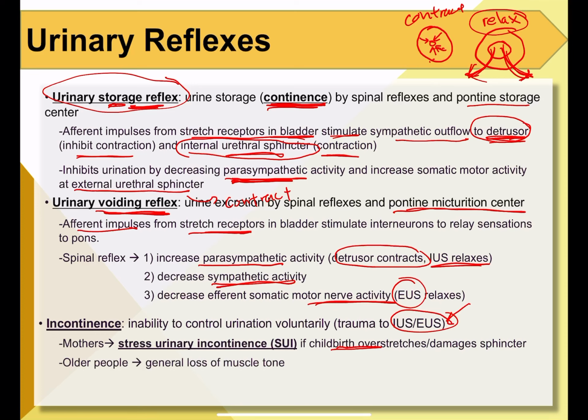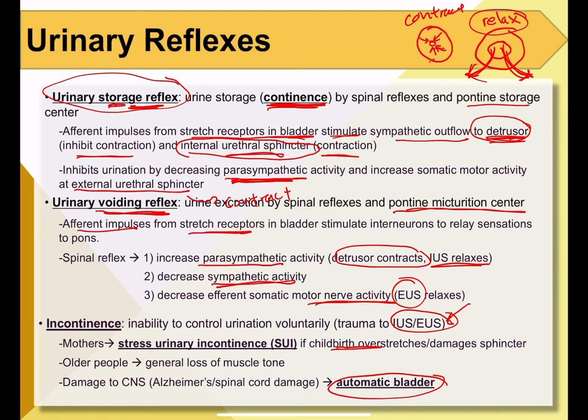Or also in older people where there is general loss of muscle tone. Remember, the fact that your sphincter can contract is due to the existence of those muscles having muscle tone that can contract and close up that hole. But if your muscles are kind of loose around here, then fluid is just going to come right out and leak out. And that can lead to what's called the automatic bladder.